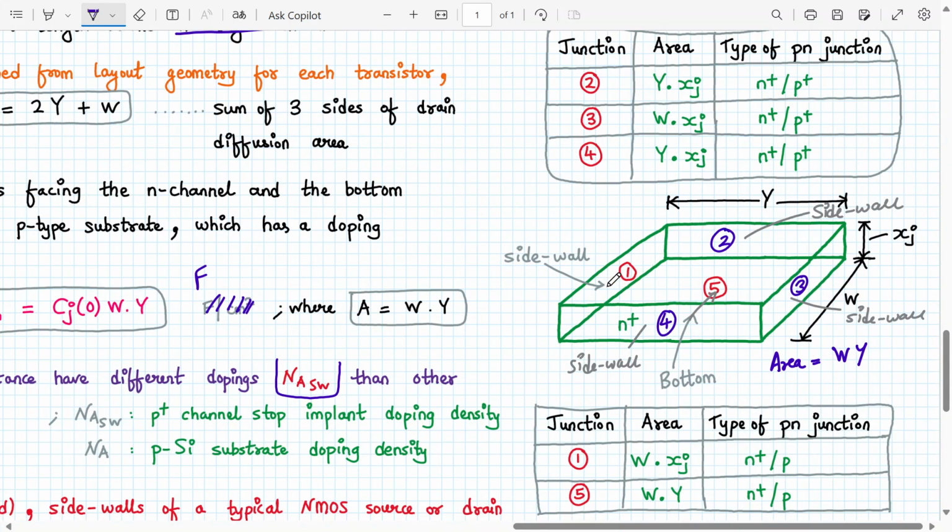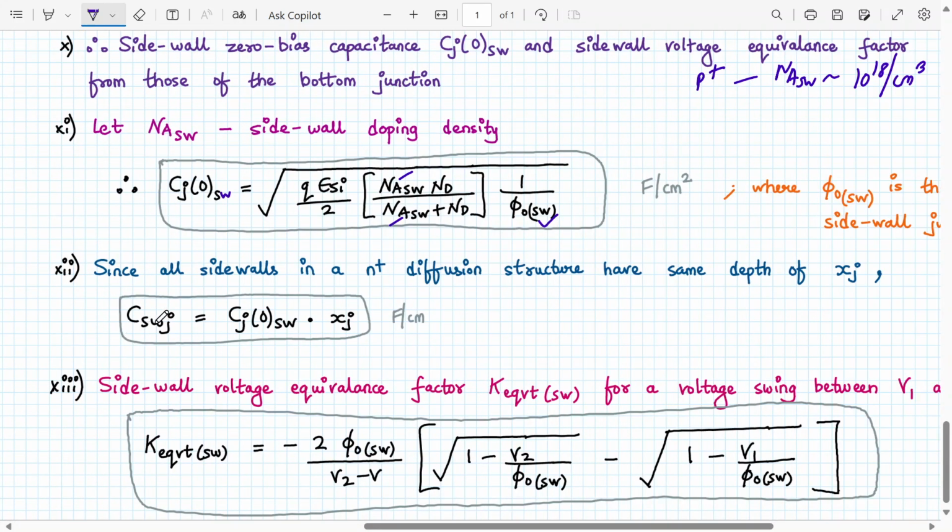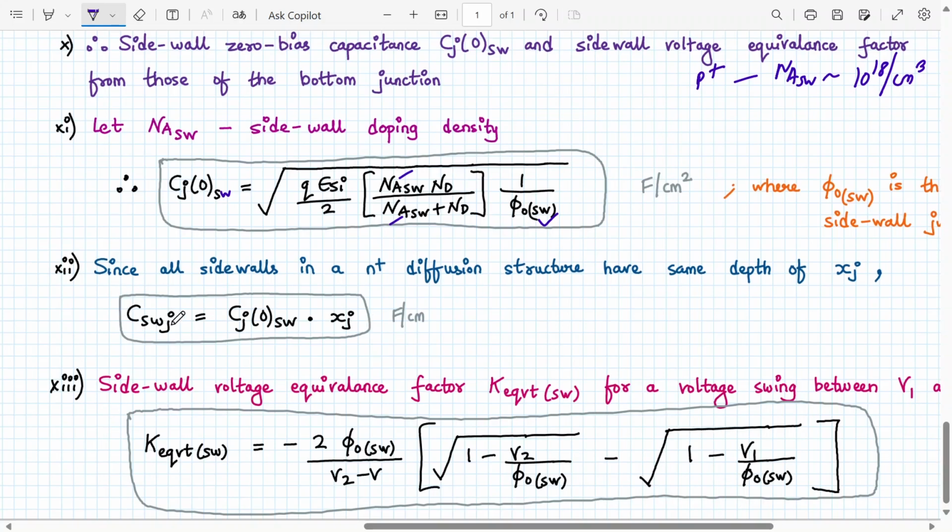All the sidewalls, which are sidewalls 1, 2, 3 and 4, have the same junction depth Xj. Yes or no? So we can write over here: CSJ will be Cj0 Sj into Xj. For sidewall junction capacitance, CjSWJ will be given by Cj0 SW into Xj. Okay, so Cj0 has a unit of how much?